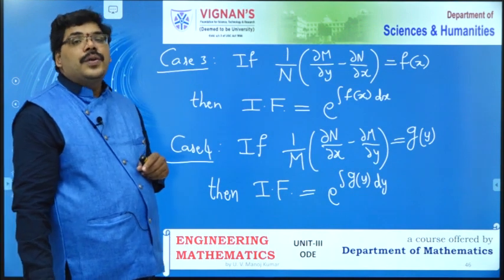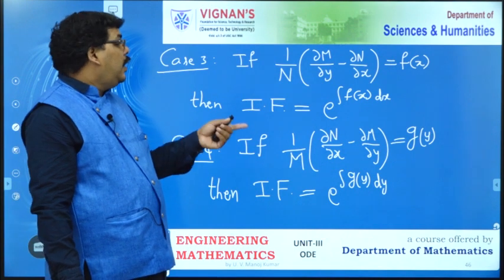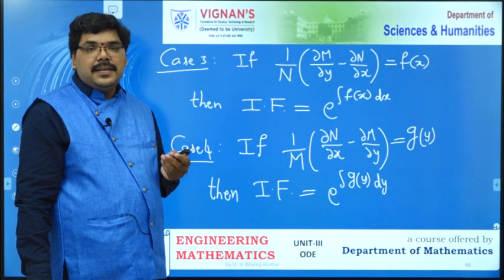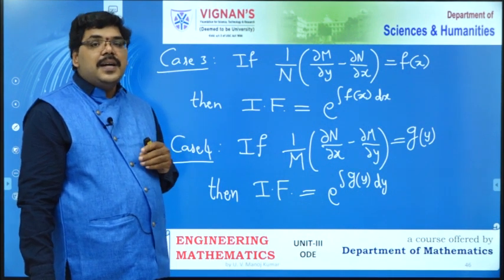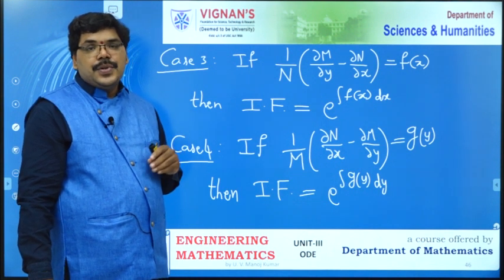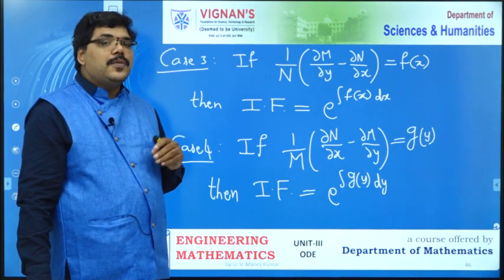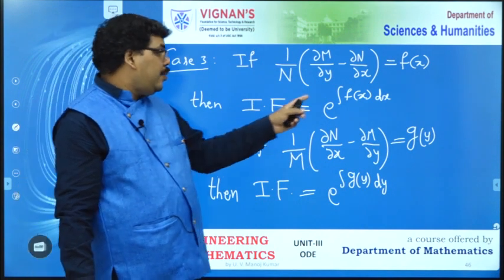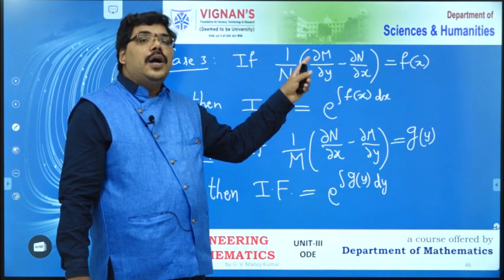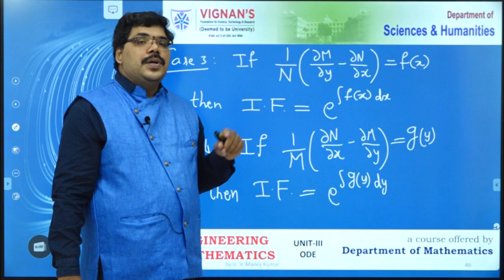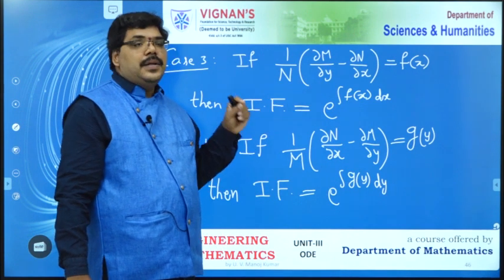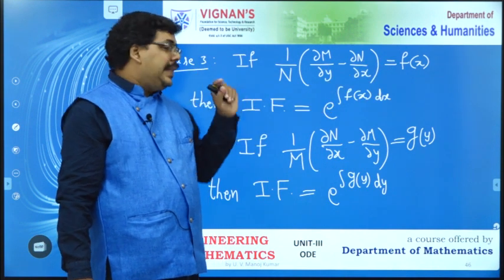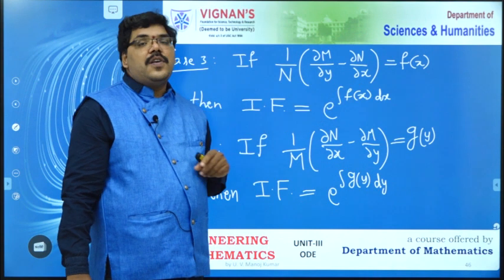Case 3. So what is case 3? Since the differential equation given is non-exact, it does not satisfy the necessary and sufficient condition. Therefore, dou m by dou y not equals to dou n by dou x, so we can find their difference, and that difference will be non-zero. I am finding the difference between dou m by dou y and dou n by dou x, and dividing that difference with n, and the resultant, if it is a function of x only, then the integrating factor is e power integral f of x dx.